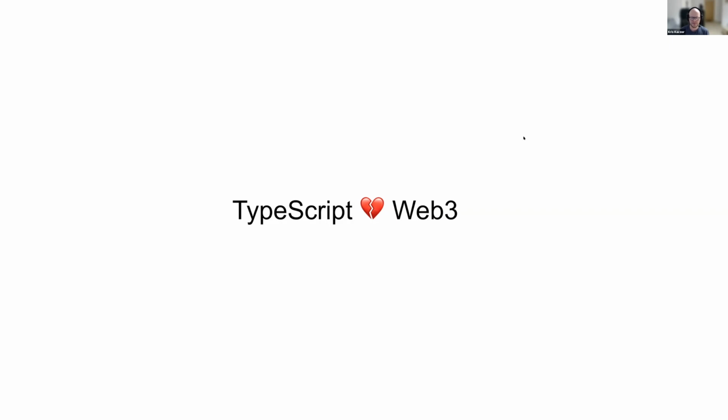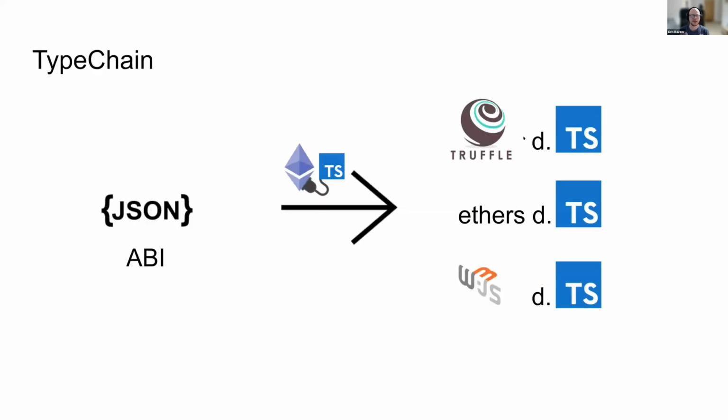I recognized all of these issues some time ago, the rising popularity of TypeScript and the problems related to the Web3 interface world, and created a tool called TypeChain. TypeChain takes your JSON API files and takes information about your target. So do you use Truffle, do you use Ethers, maybe Web3.js, and it generates TypeScript typings as a separate build step.